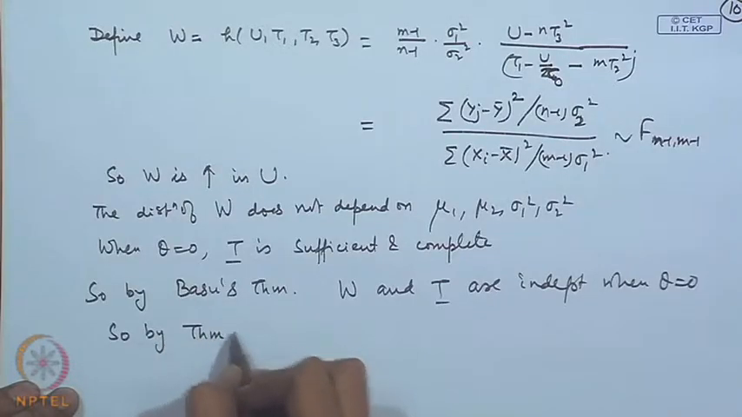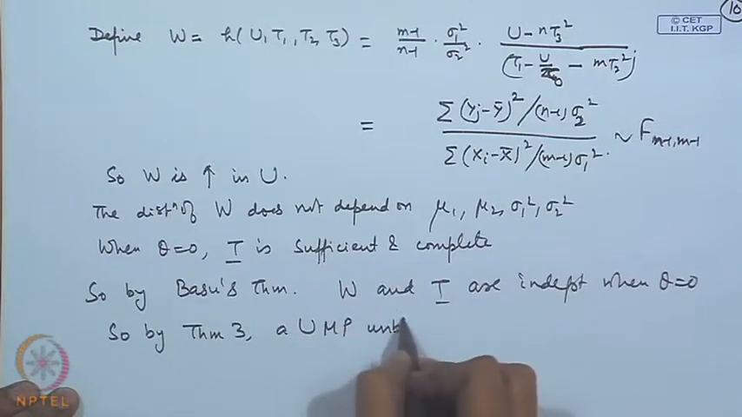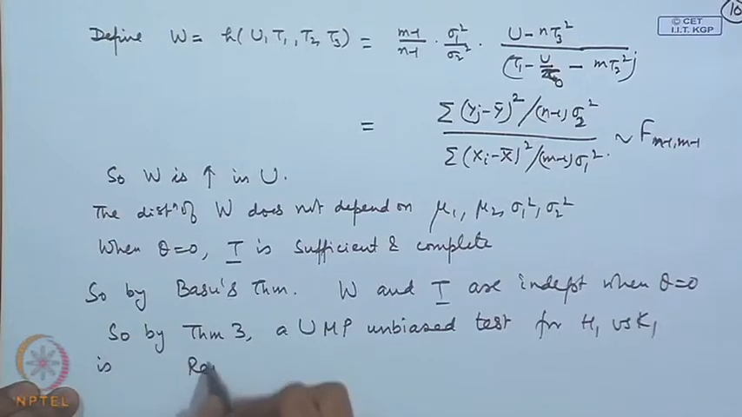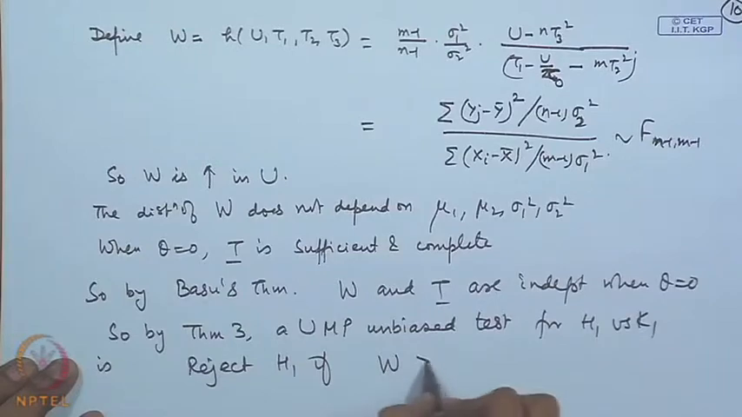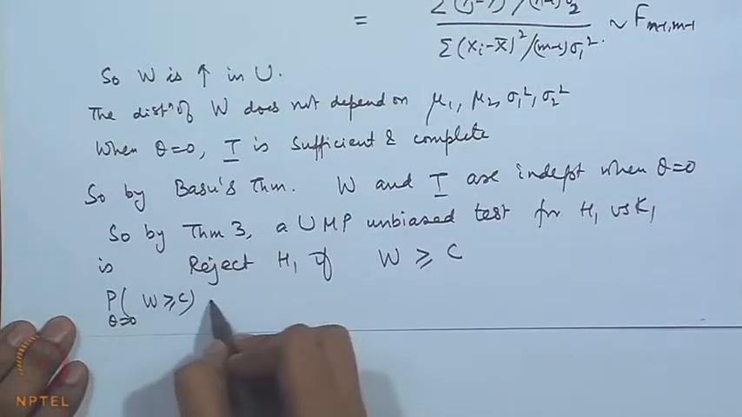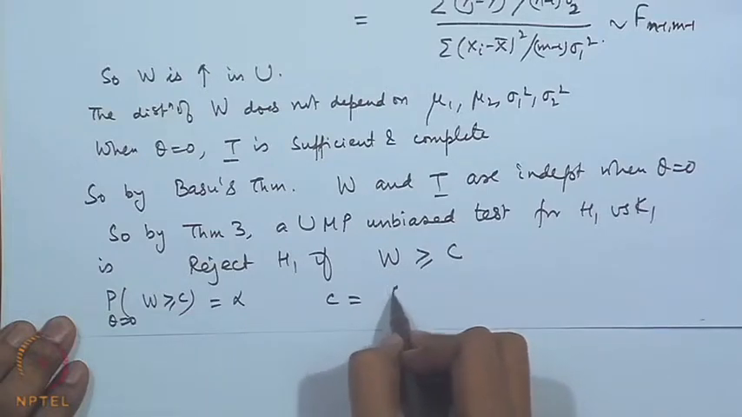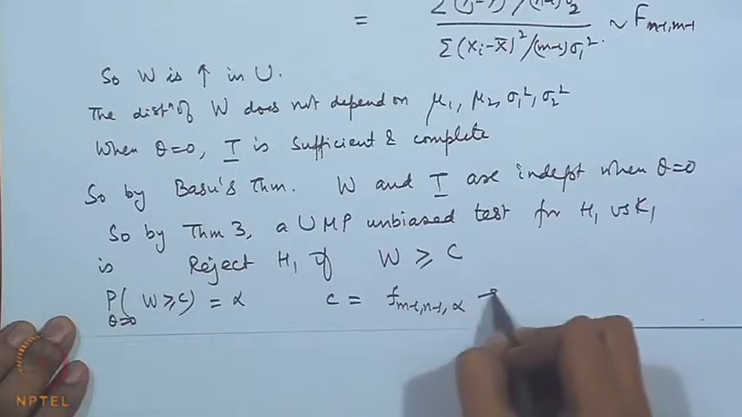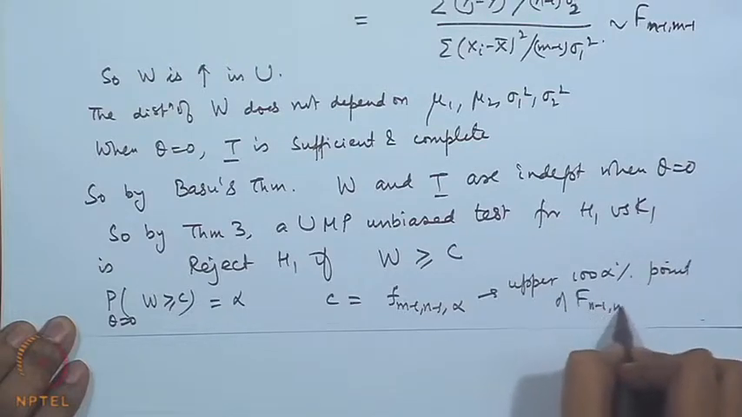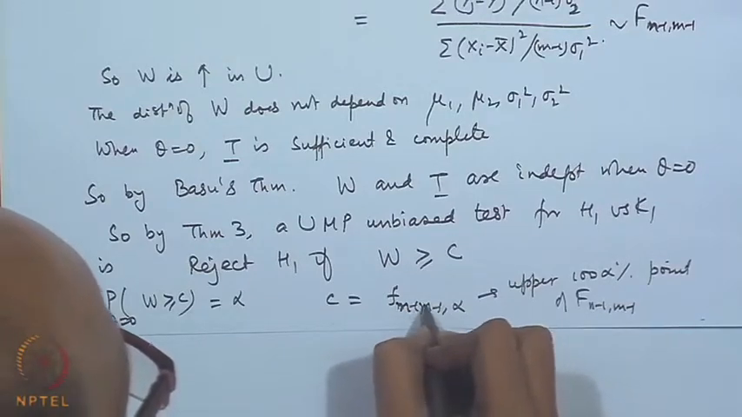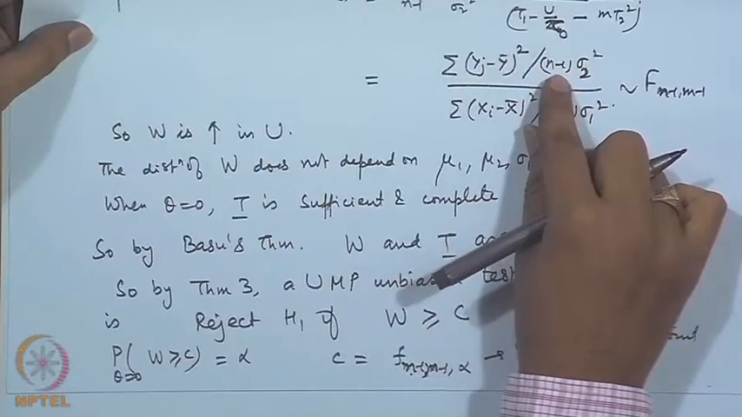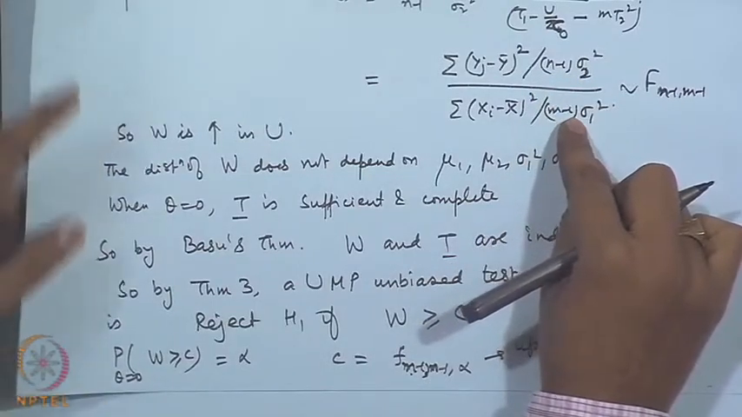So, by theorem 3, a UMP unbiased test for H 1 versus K 1 is: reject H 1 if W is greater than or equal to C, and probability of W greater than or equal to C when theta is equal to 0 is equal to alpha. So, C is given by the upper 100 alpha percent point of the F distribution on n minus 1, m minus 1 degrees of freedom. It is n minus 1 in the numerator, because the way I have defined this function, in the numerator the degrees of freedom for chi square is n minus 1, and in the denominator it is m minus 1.